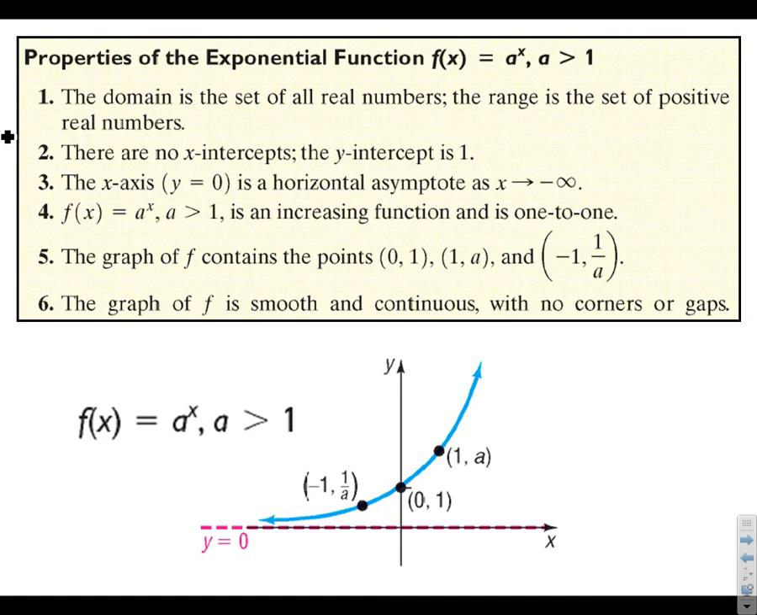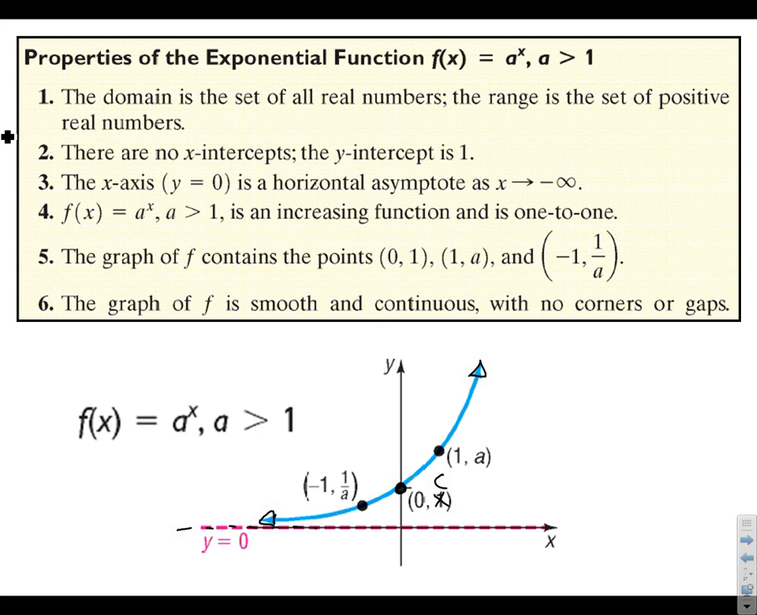Now, a couple important points here. The domain is going to be all reals. The range is all positive numbers. We're going left and right forever, and we're going up forever. We have no x-intercepts. The y-intercept is always going to be 1. And the y-intercept is always going to be c, right? So this graph is for just a to the x, but if you have a c, the intercept will be c. The x-axis, y equals 0, is a horizontal asymptote. The graph will never cross it. And a to the x is increasing and 1 to 1. So it's always going up. It always has 1 input for every output.